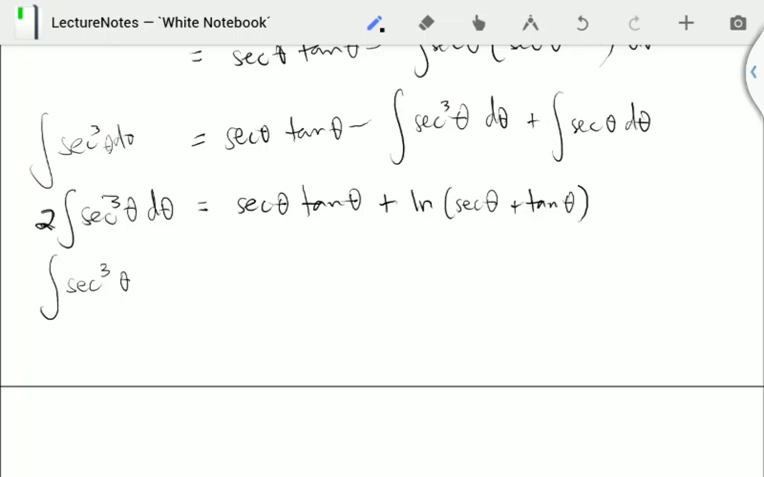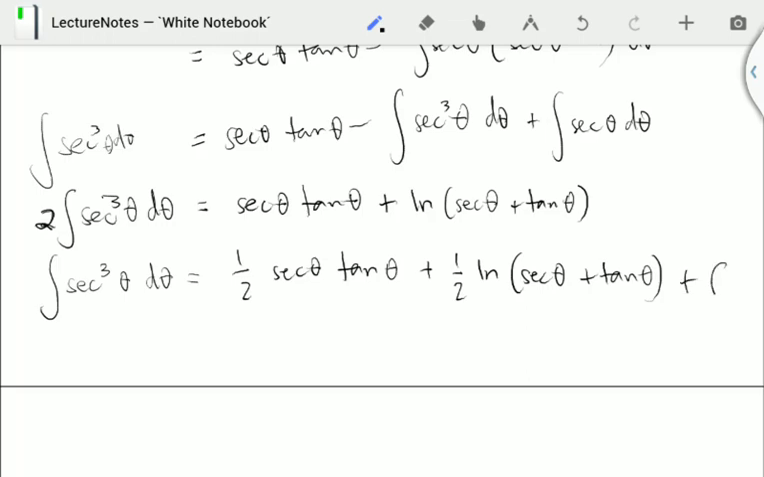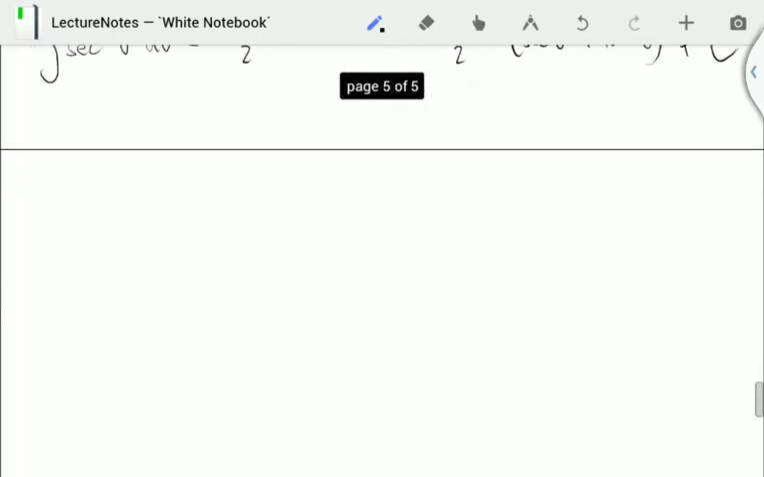So that gives you the integral of sec cube theta d theta is equal to 1/2 sec theta tan theta plus 1/2 ln of sec theta plus tan theta. And of course, if you're done, don't forget your plus c for your indefinite integral. Okay? So next, obviously, after sec cube, let's do sec to the 4th.